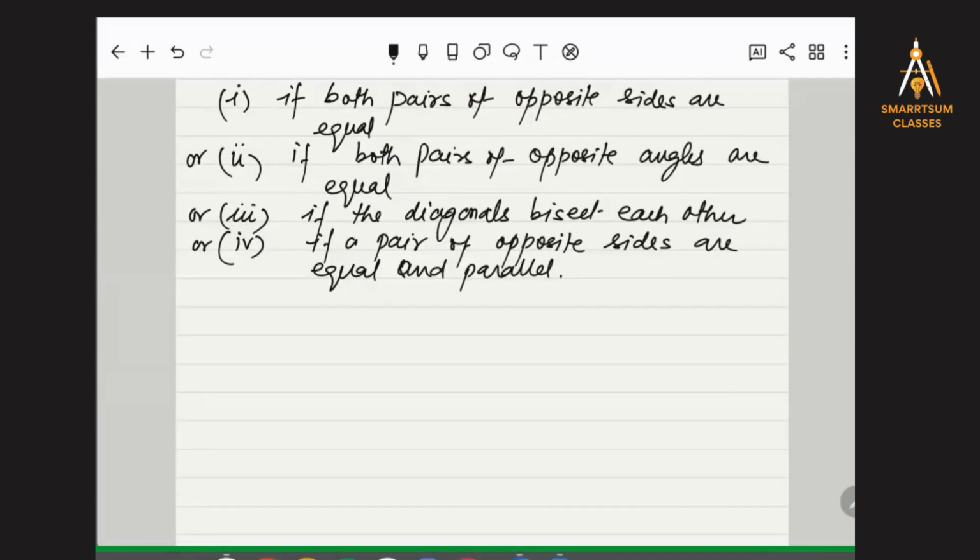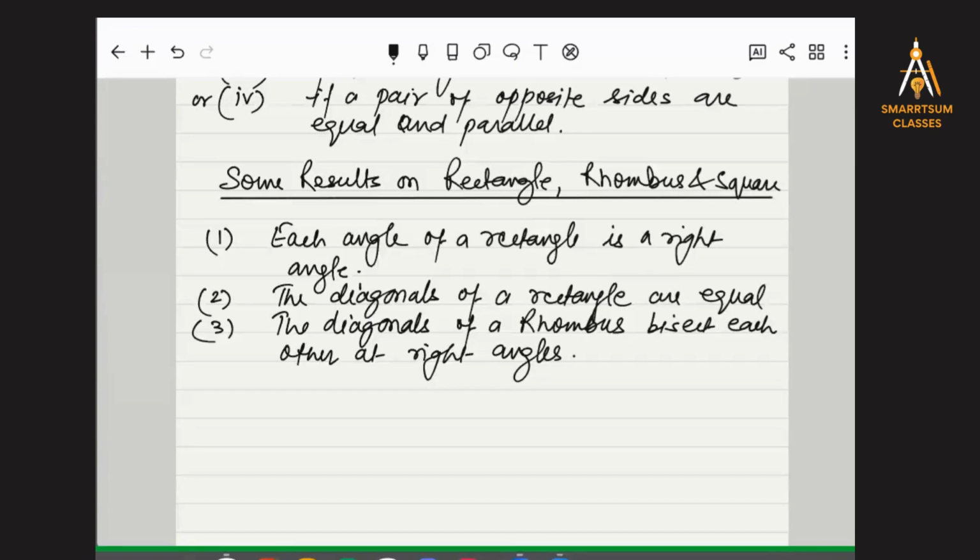Now, these are some results on rectangle, rhombus, and square. Like each angle of a rectangle is a right angle. Diagonals of a rectangle are equal. Diagonals of a rhombus bisect each other at right angles, means they are perpendicular bisectors of each other. And in the converse way, if the diagonals of a quadrilateral bisect each other at right angles, then it is a rhombus.